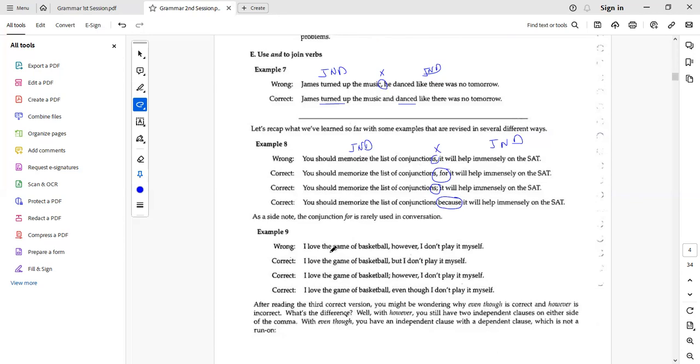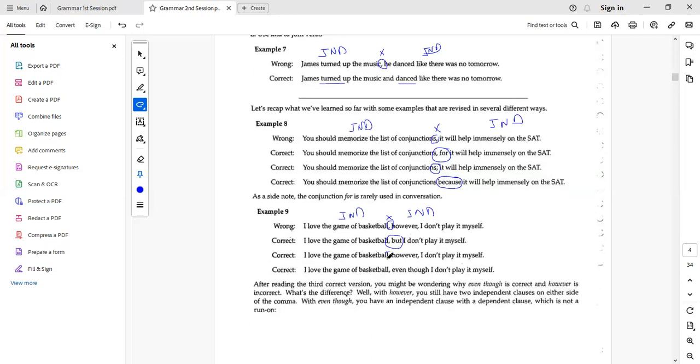Another one. I love the game of basketball, independent. However, I don't play it myself, independent. So again, you have to put something between them, because the comma here is wrong. You have to put between them comma, FANBOYS, comma, but. We can't put however here, because but has the same function as however. Or you can put a semicolon and keep however. Or you can change one of them to be a dependent clause by putting a subordinate conjunction, even though.